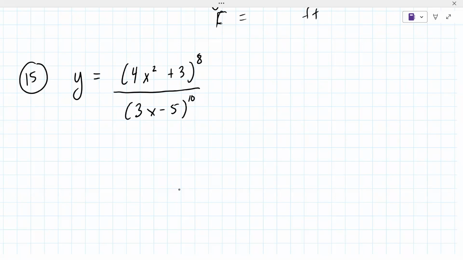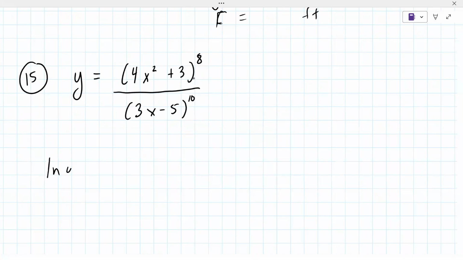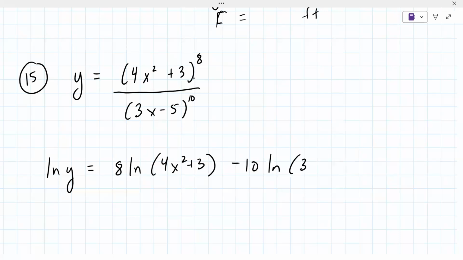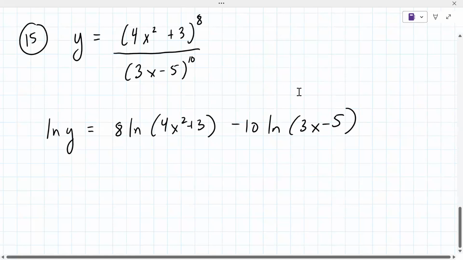So this is a logarithmic differentiation problem. Otherwise, you're using quotient rule, and that's awful. So you take the natural log of both sides. This becomes 8 natural log 4x squared plus 3 minus 10 natural log 3x minus 5. And then the derivative's pretty straightforward from here. The main thing to remember is that you're not done once you take the derivative on the right. You have to then take the derivative to the left and multiply both sides by y.